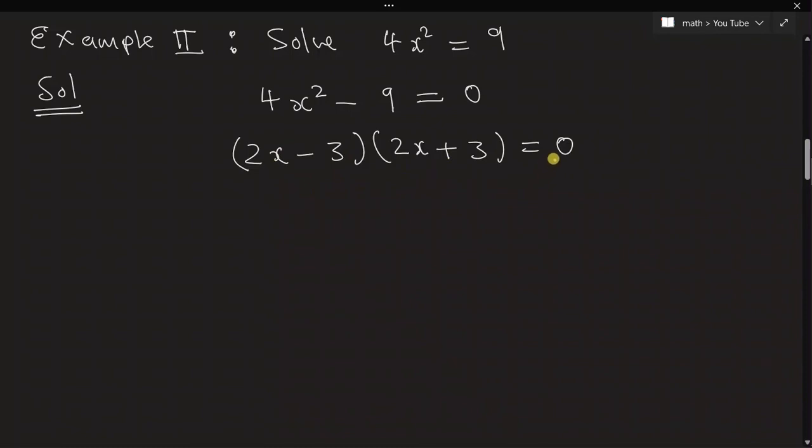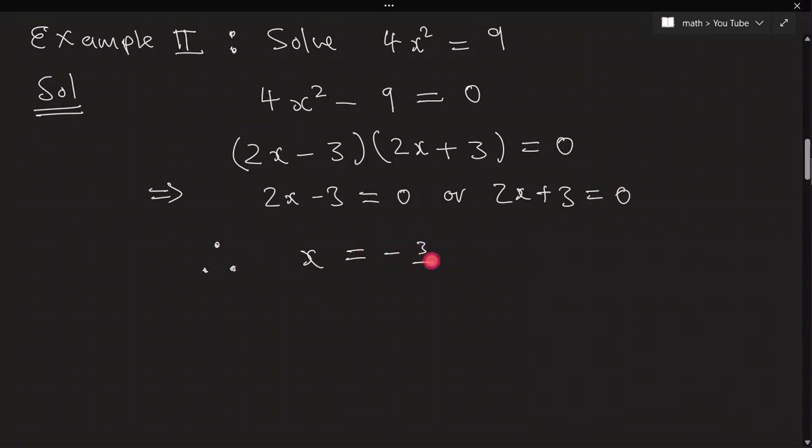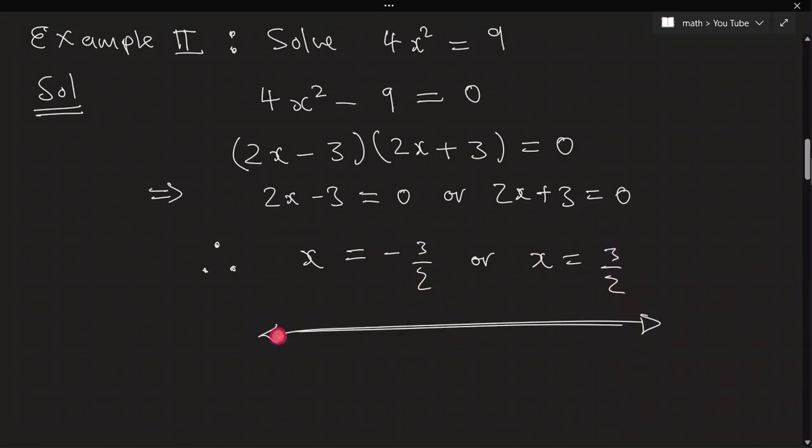So again, we have two brackets whose product is 0. So it implies that 2x minus 3 equal to 0, or 2x plus 3 equal to 0. Therefore, it follows that x is equal to negative 3 over 2, or x is equal to 3 over 2. And that's our final solution, like that.